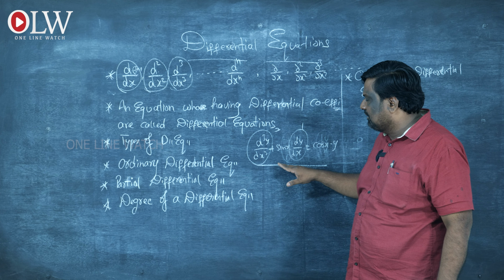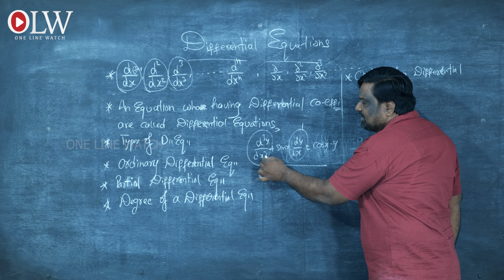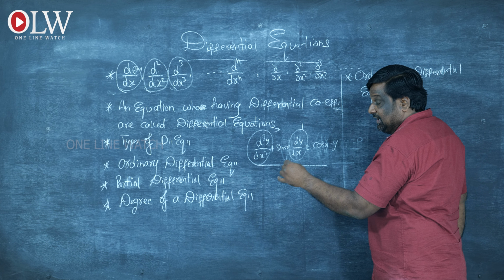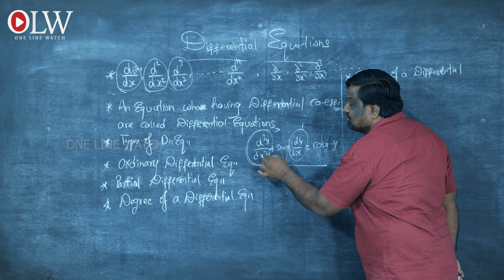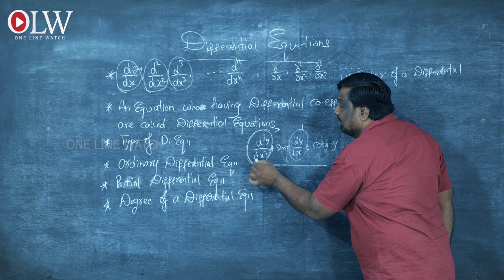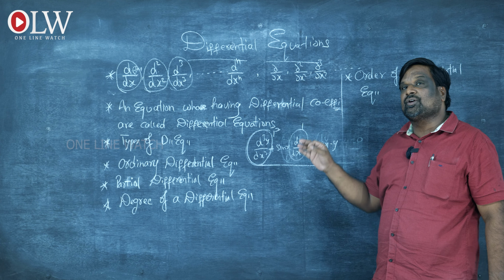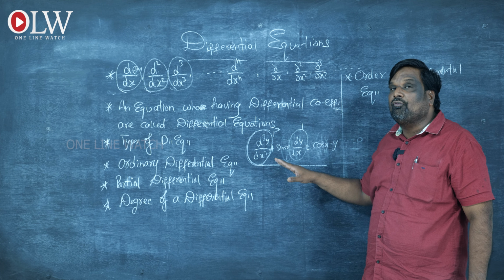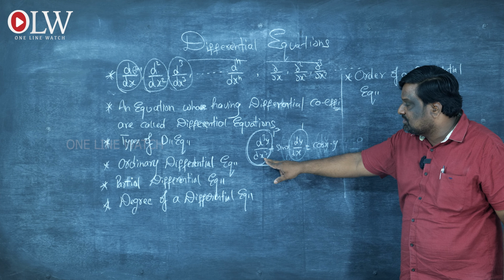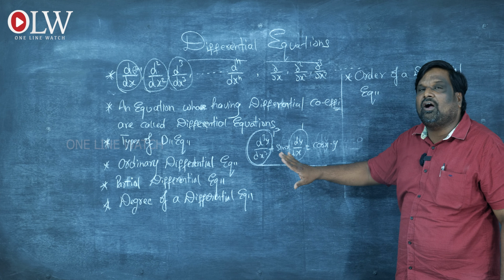Take the example d cube y by dx cube plus sin x into dy by dx is equal to cos x into y. In this equation we found the order of the differential equation is 3, and this highest order coefficient has power 1. So the definition of the degree of a differential equation is the highest power of the highest order differential coefficient. In this example, d cube y by dx cube plus sin x into dy by dx is equal to cos x into y, the degree is 1 and the order is 3.